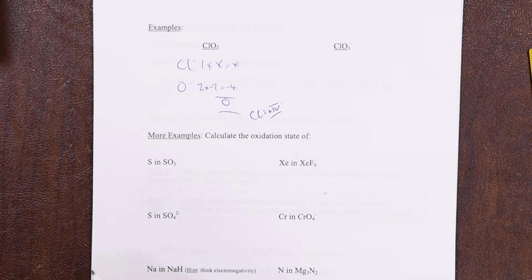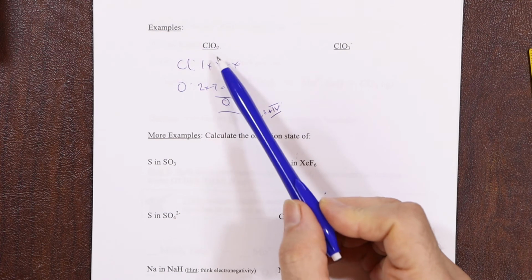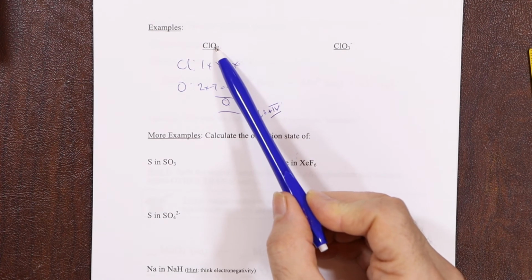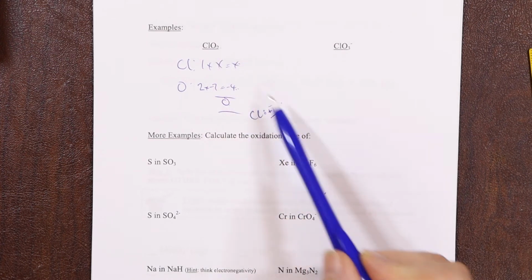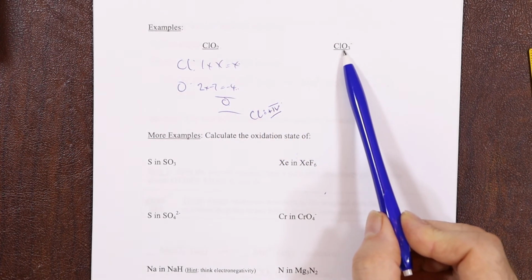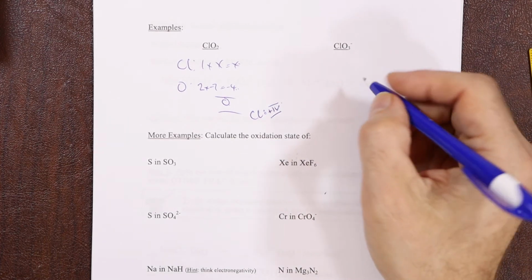You may be getting to the point where you can just look at it and figure it out, right? You just say to yourself, well, oxygen's the winner, so it's going to be 2 times minus 2 is minus 4, so chlorine must be plus 4. So you can kind of do this math on the fly if you wish. It's kind of harder to do math on the fly for ions, but we'll do the grid then, or the table rather.